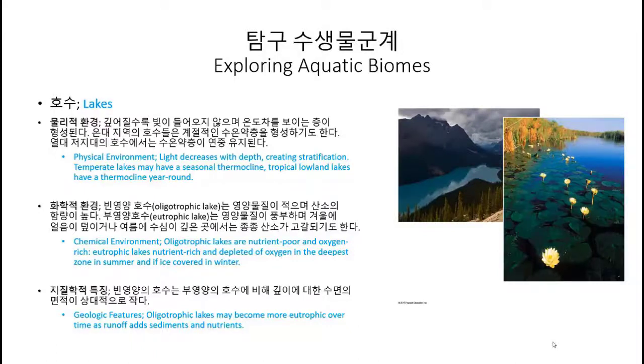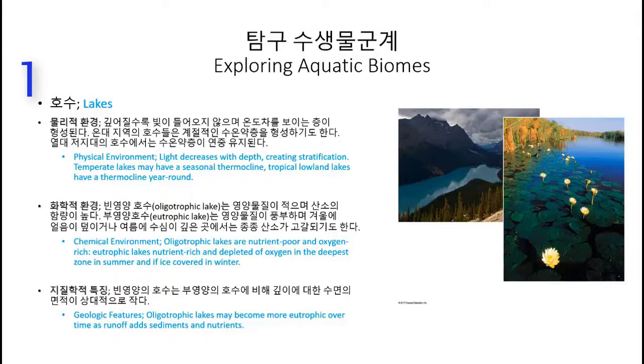So in the next couple of slides, we're going to have a look at 8 different aquatic biomes. Number 1, lakes, the physical environment. Standing bodies of water range from ponds a few square meters in area to lakes covering thousands of square kilometers. Light decreases with depth, creating stratification. Temperate lakes may have seasonal thermocline. Tropical lowland lakes have a thermocline year-round.